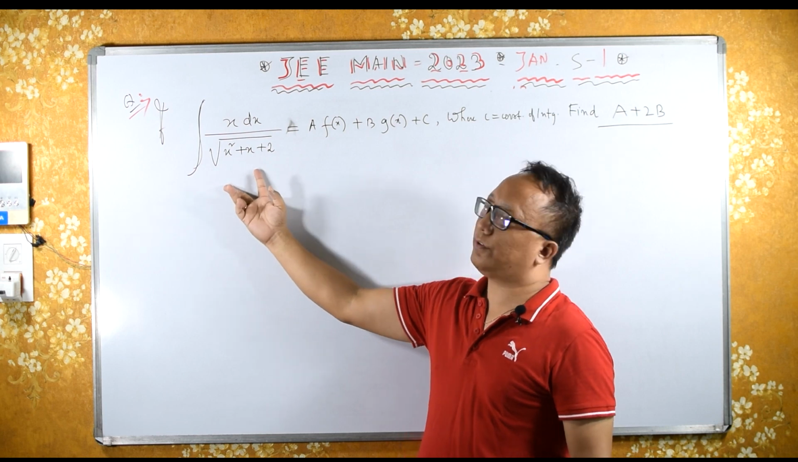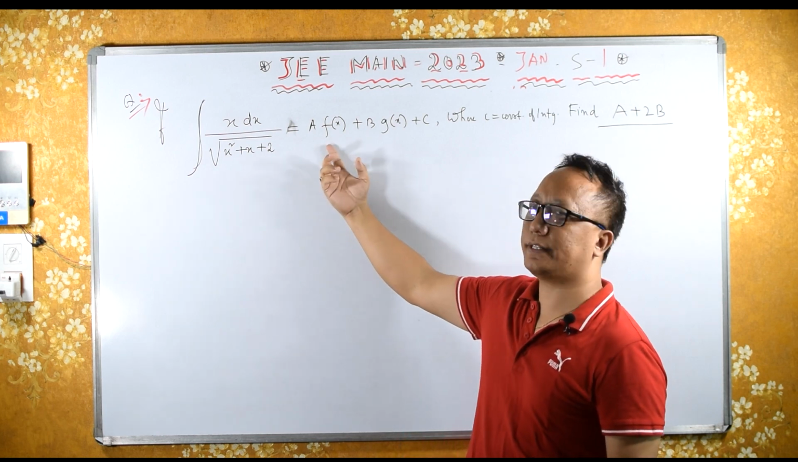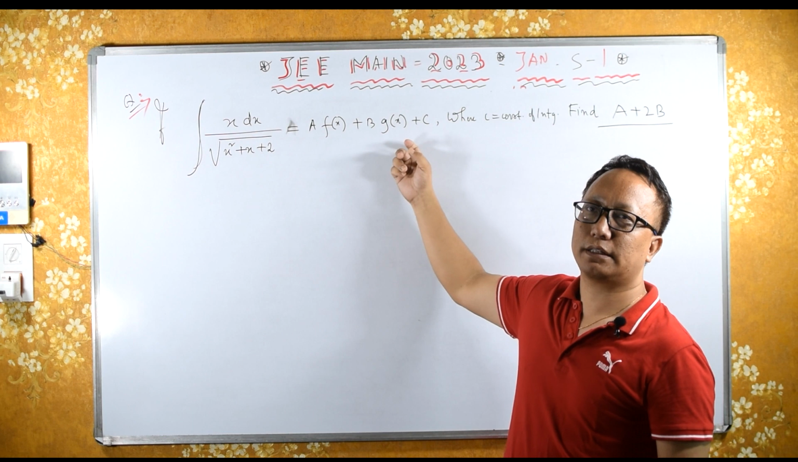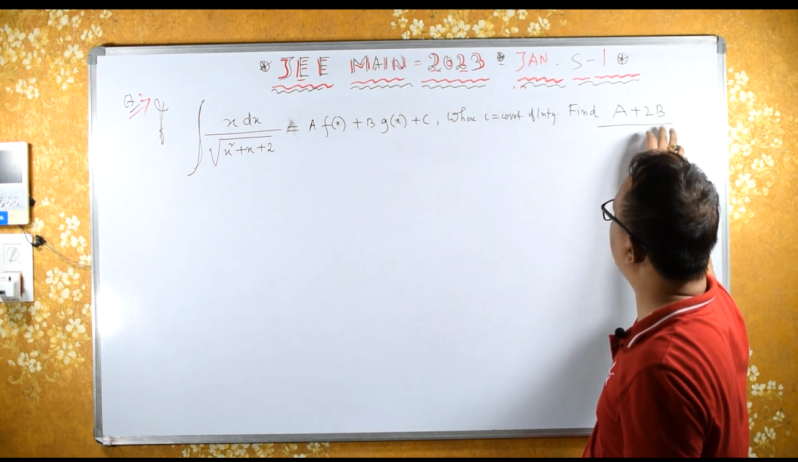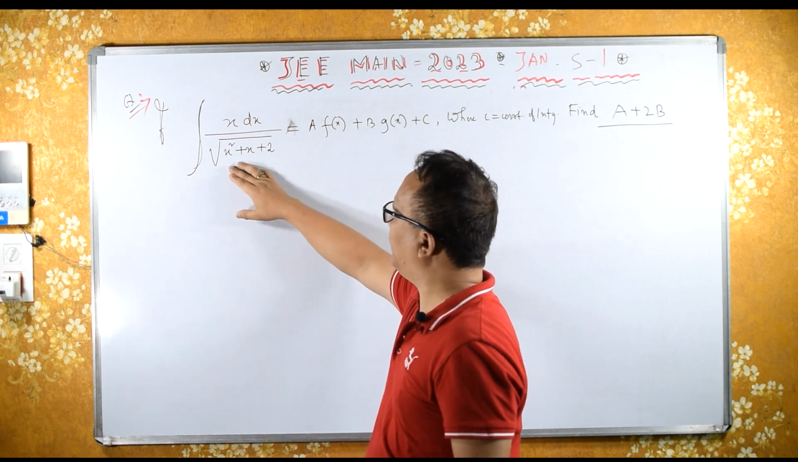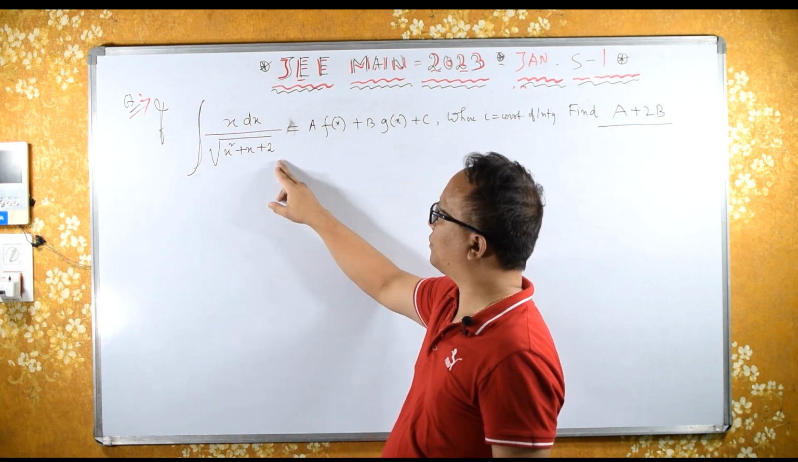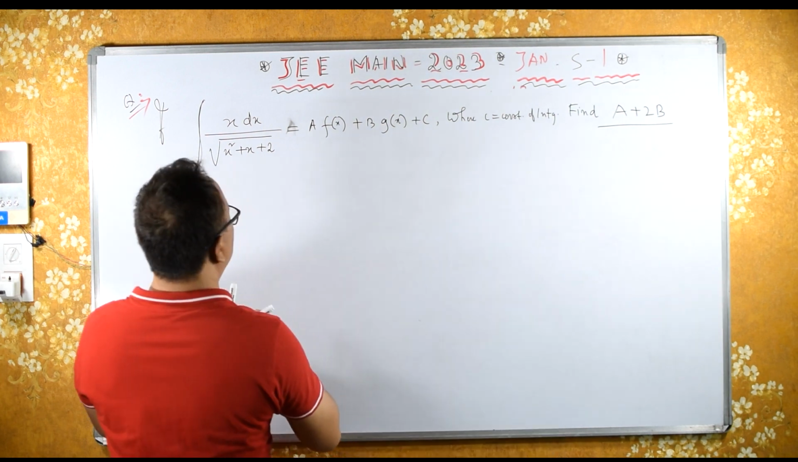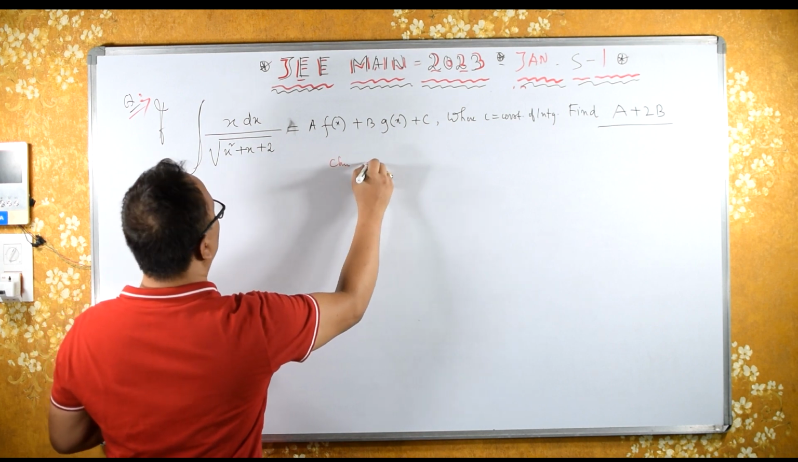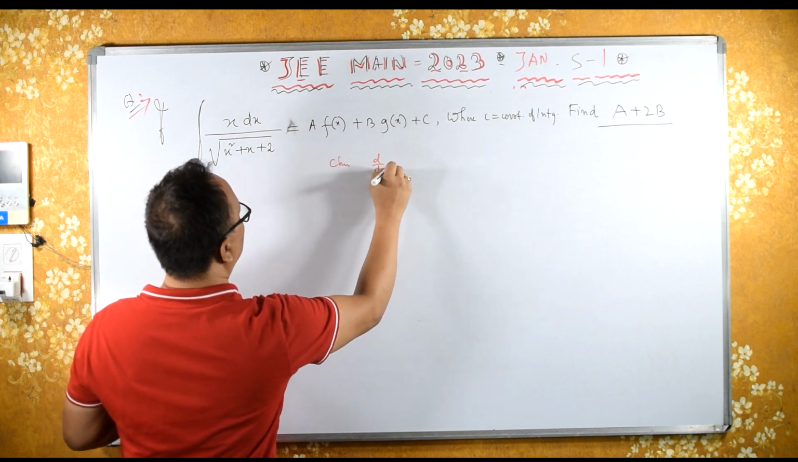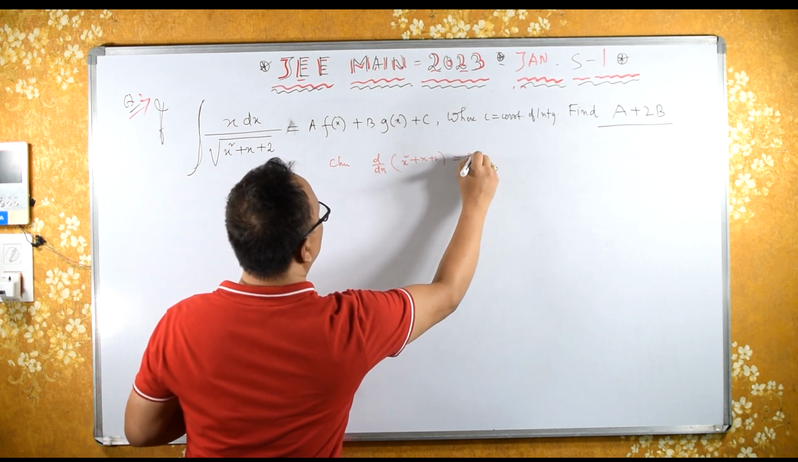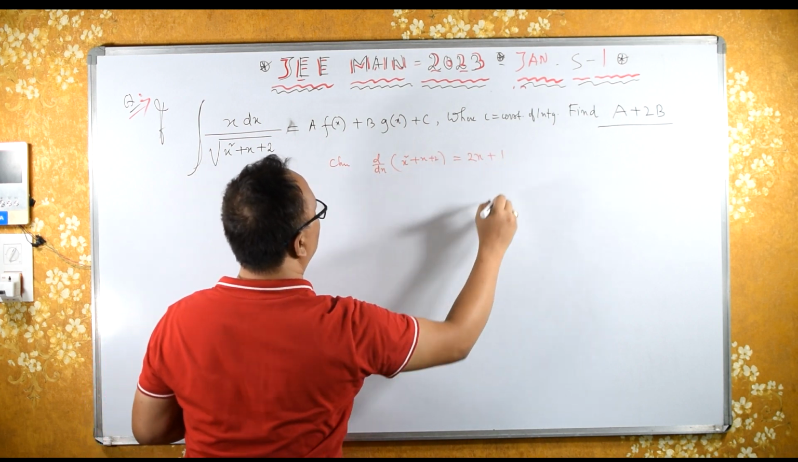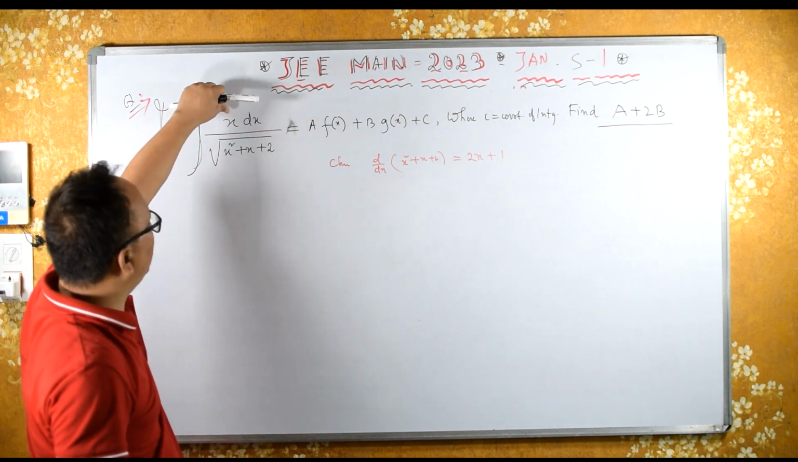This integration is equal to a into f(x) plus b into g(x) plus c, where c is the constant of integration. We need to find a plus 2b. Now here in the denominator we have x square plus x plus 2. What is this differentiation? Check. dy/dx of x square plus x plus 2 equals what? Twice x plus 1. Now we already have x over here.